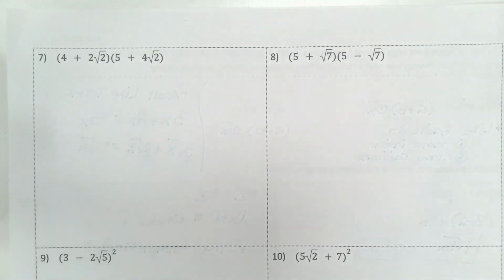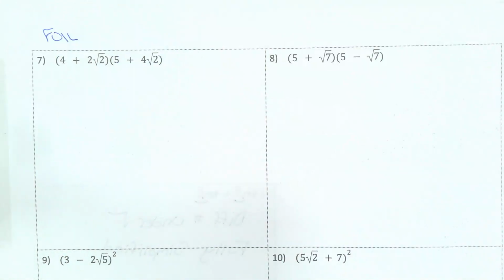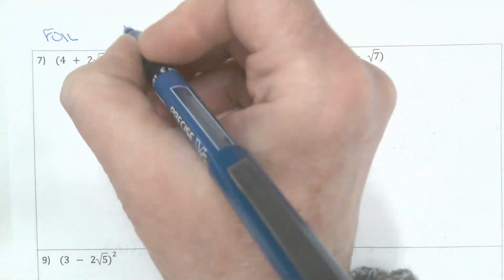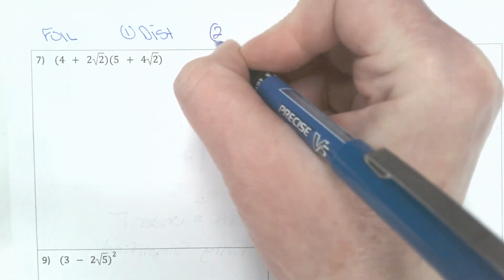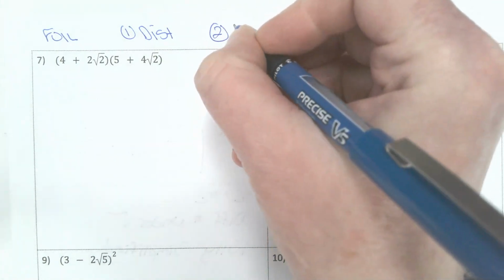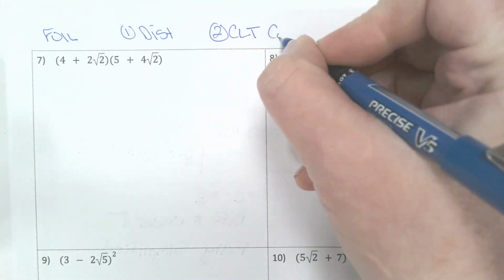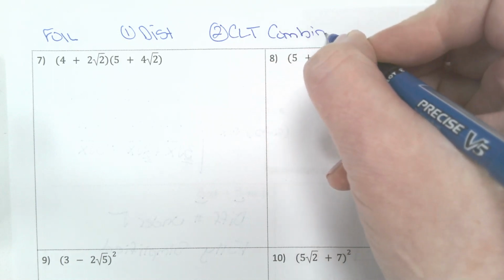All right, so we have 2 terms times 2 terms. So we are going to have to FOIL these. Maybe you guys called it distribute. So number 1, we are going to distribute. And then number 2, I call it CLT, which stands for combine like terms.